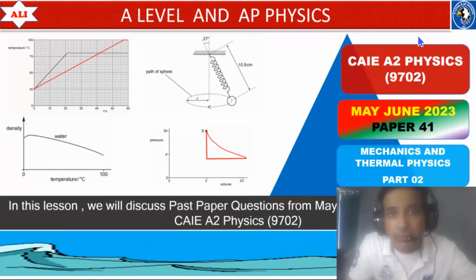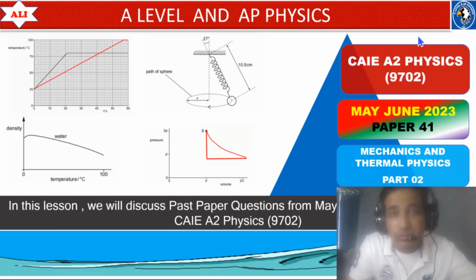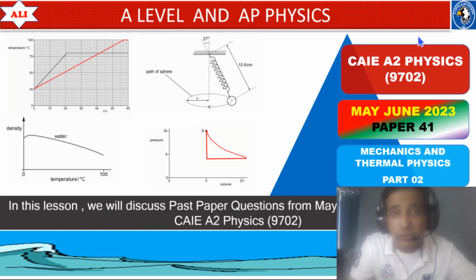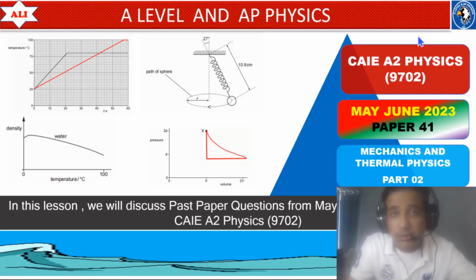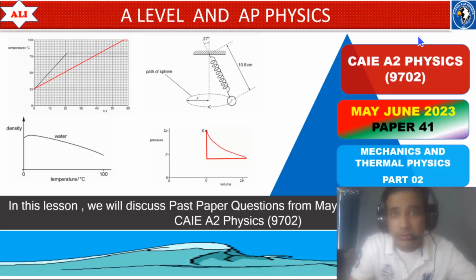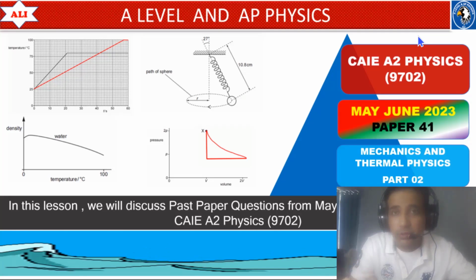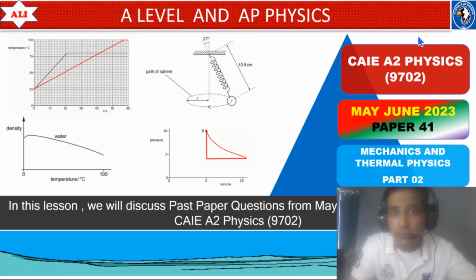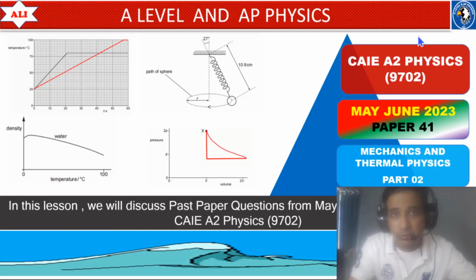Welcome to A-Level and AP Physics. In today's lesson, we will discuss past paper questions from May-June 2023, Paper 4, Variant 1. In the last video, we have already discussed question 1 about gravitational field. Today's lesson, we will start from question 2, and we will try to cover all questions about mechanics and thermal physics. As always, we will discuss these questions in detail so you can improve your conceptual understanding of A2 physics, and also have a better understanding of these questions. Let's study together, let's improve together.